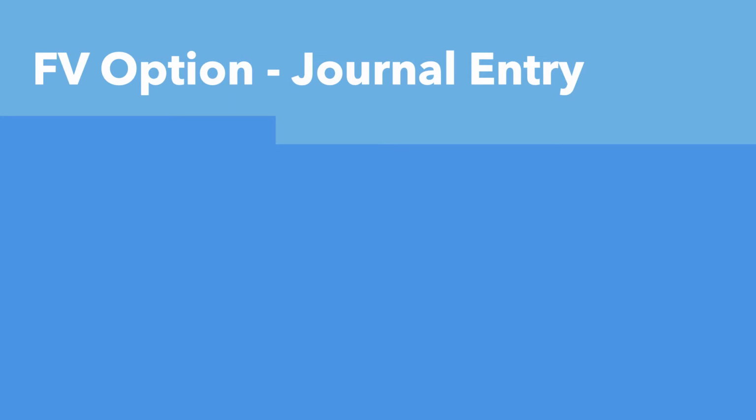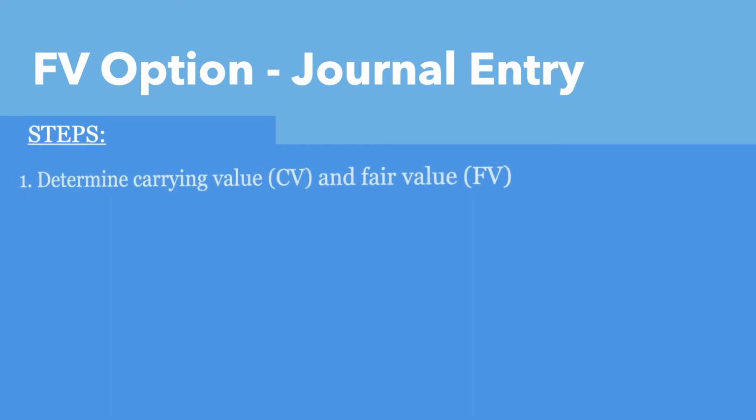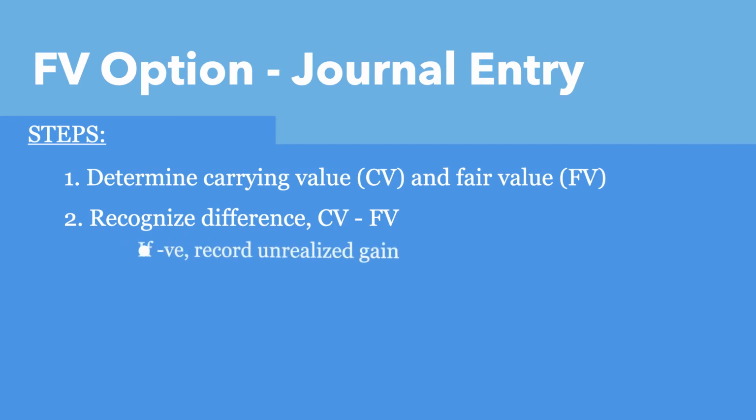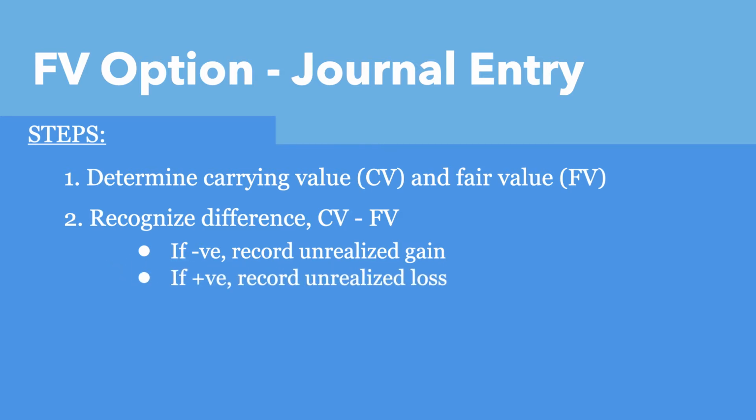Journal entries for the fair value option are rather straightforward. We begin by determining the carrying value, which is the same as the book value of an item, and the fair value, which can be calculated using the market, income, or cost approach. We then deduct the fair value from the carrying value, and if that answer is negative, we will note that down as an unrealized gain, and if the answer is positive, we will note that down as an unrealized loss.